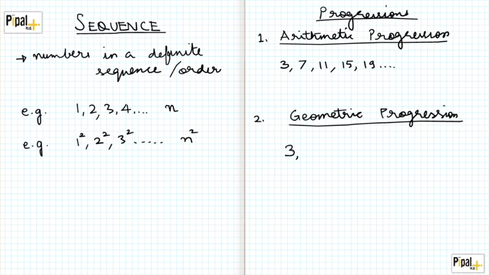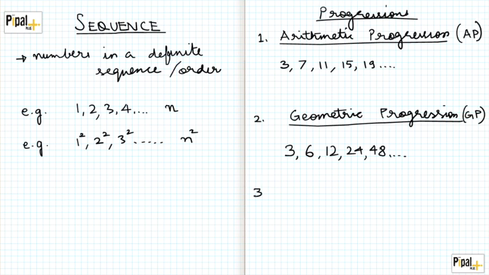So let's say I multiply 3 by 2, I get 6 as my second number. Then the third number is 6 times 2, 12. Fourth number will be 12 times 2, 24. Fifth number will be 24 times 2, 48 and so on. So this becomes my geometric progression. So I continue to multiply the previous number with the same number to get the next number, and that becomes a geometric progression, or GP in short. This is AP in short.